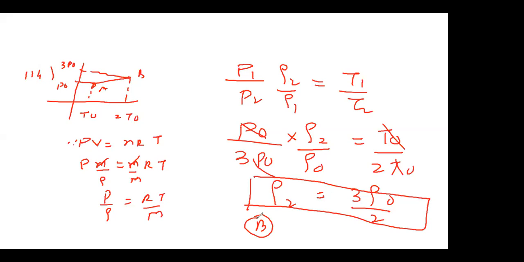डन. 115. Consider mixture of oxygen and hydrogen kept at room temperature. As compared to the hydrogen molecule, oxygen molecule will hit the wall with same speed, different speed. ऐसे क्वेश्चन. टेम्परेचर सेम बोल दिया ना.